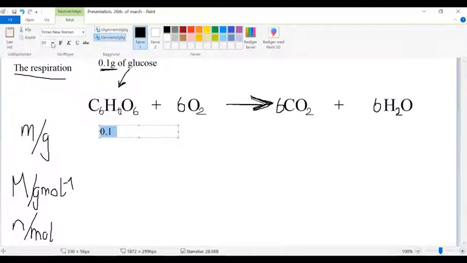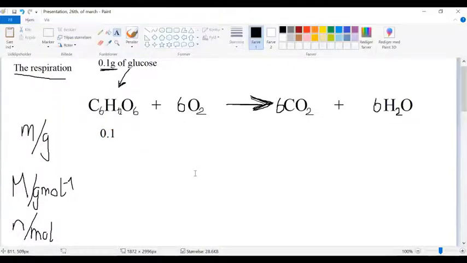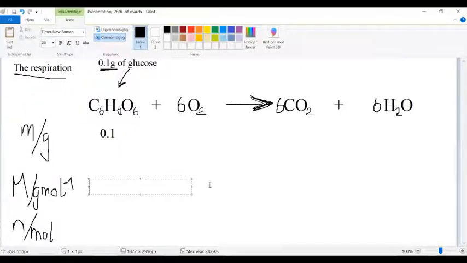Let's make it a bit bigger. There we go. So we have 0.1 grams of glucose. And we also know the molar masses of all the different compounds in the chemical equation. So we need to determine the molar mass of glucose.